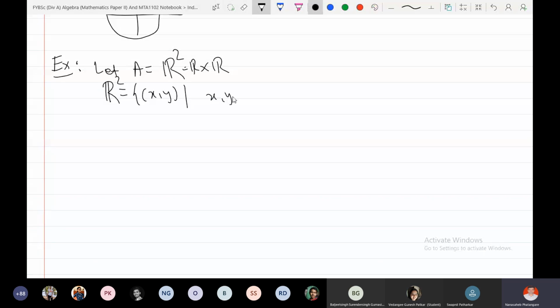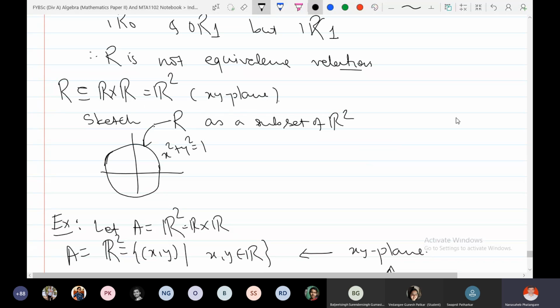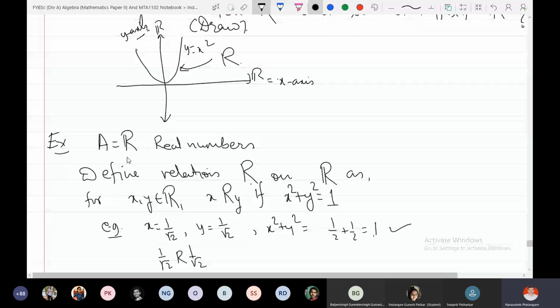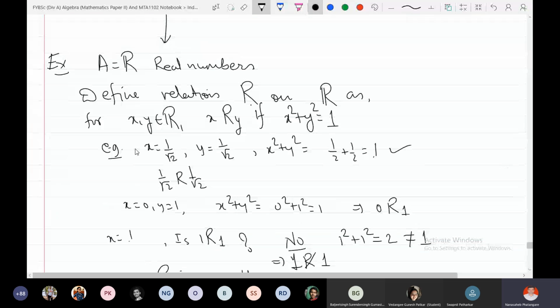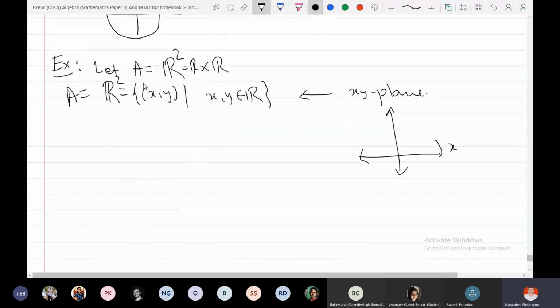R2 is (x, y) such that x and y are real numbers. And generally we call it the XY plane. So R2 means x comma y. Now this is my set A. Understand this. So what is my set? All points in the XY plane. Forget about the previous thing. In that case, our set was real numbers, the real line, and my relation was a subset of R cross R. Now my set is the plane, all points in the plane, the entire plane.